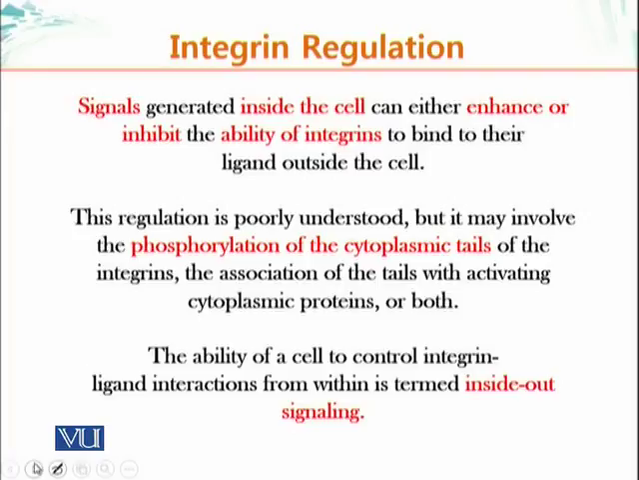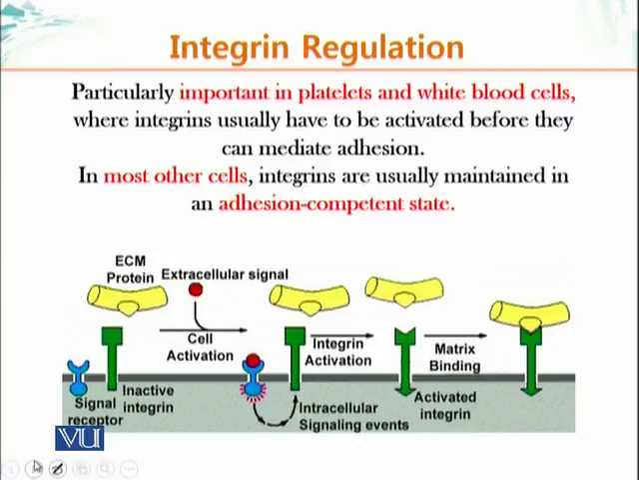The ability of a cell to control integrin-ligand interactions from within is termed inside-out signaling, because the signal is generated inside the cell and the effect of that signal results in a change outside the cell. In traditional signaling, the receptor binds a ligand and changes the conformation of the receptor molecule, which is then translated inside the cell via a conformational change of the cytoplasmic domain of that receptor. The importance of this phenomenon we see particularly in platelets and white blood cells, where integrins usually have to be activated before they can mediate adhesion.